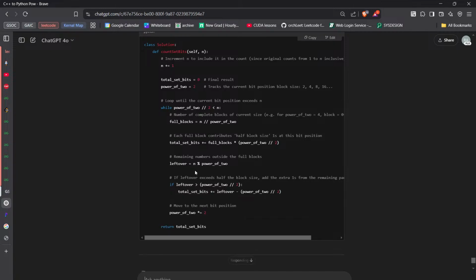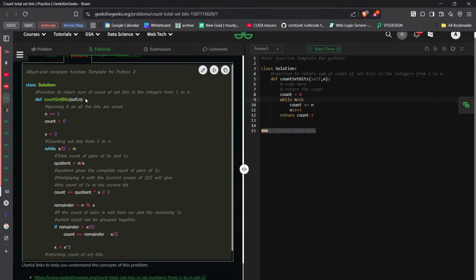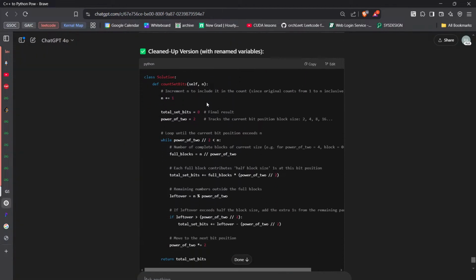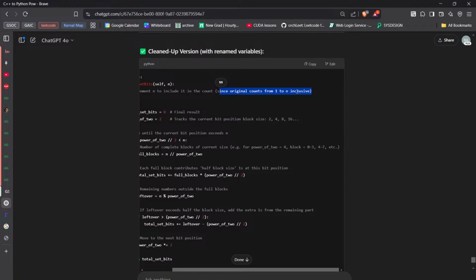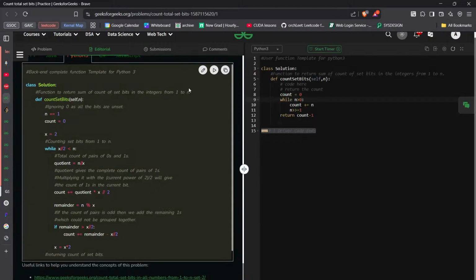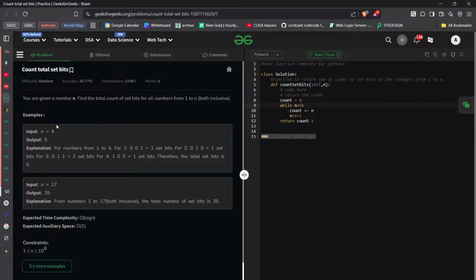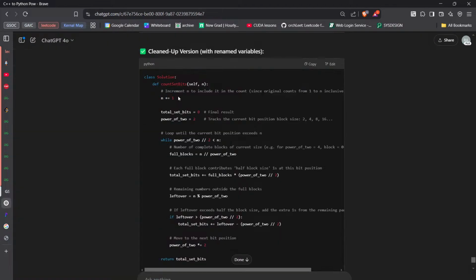Yes sir, nice. So you understood the problem, right? Counting the set bits from 1 to n. Increment n to include it in the count, since original counts from 1 to n inclusive. So why did we do n plus equals 1? Let's see the question. The output was 5 from 1 to 4, so this is for 1 2 3 and 4 set bits. Input n, so why did we increase n plus 1?